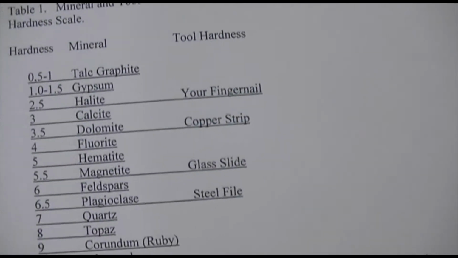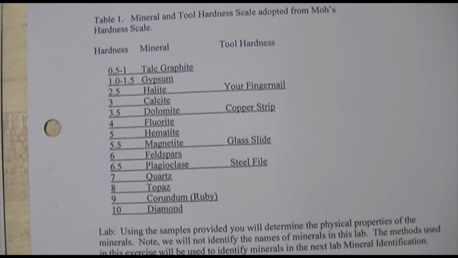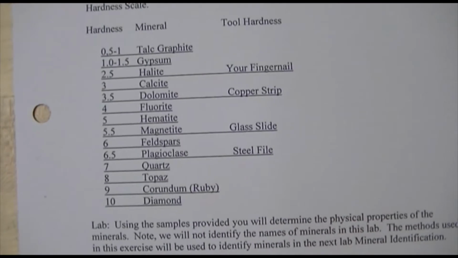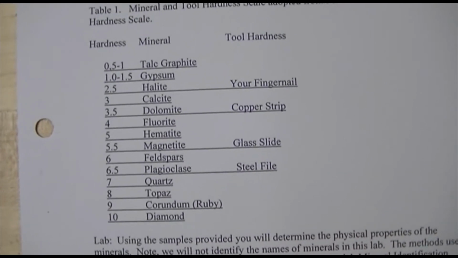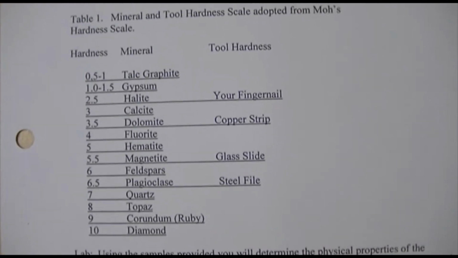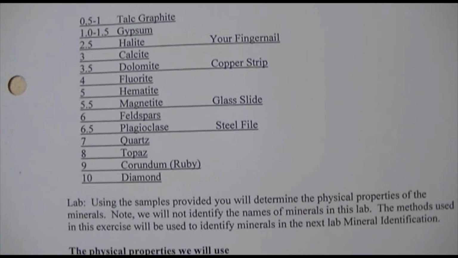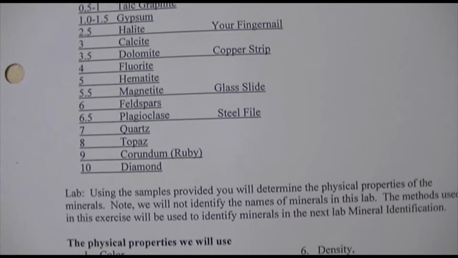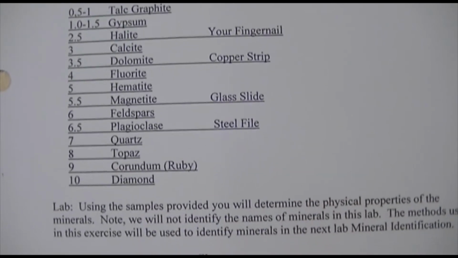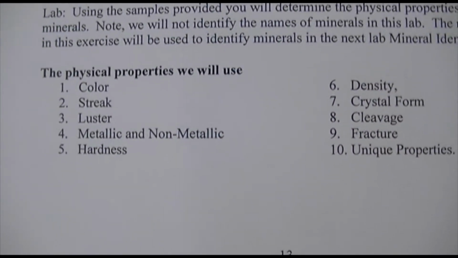Within our lab manual is the Mohs hardness scale. So this rates minerals on a scale of 0.5 to 10. The softest minerals are things like talc, which they make soapstone, graphite, which is in the end of a pencil, and then the hardest substance known to humans right now is diamonds. And diamonds are basically a pure form of carbon. So we're going to use all of these 10 physical properties. We're going to go through those.